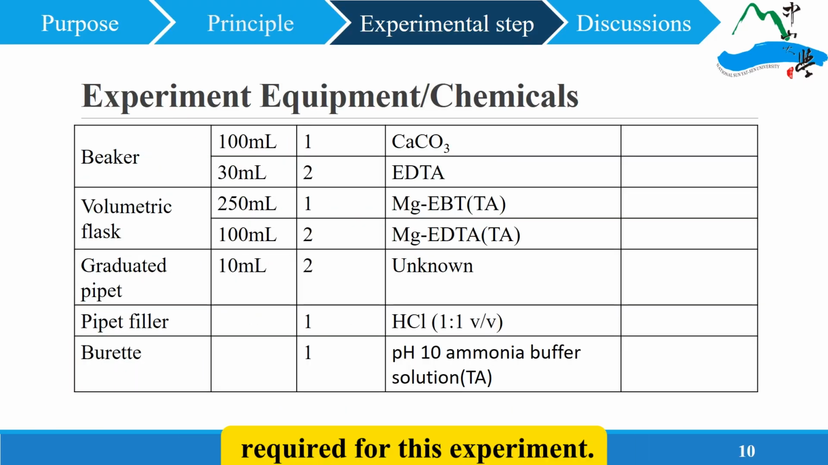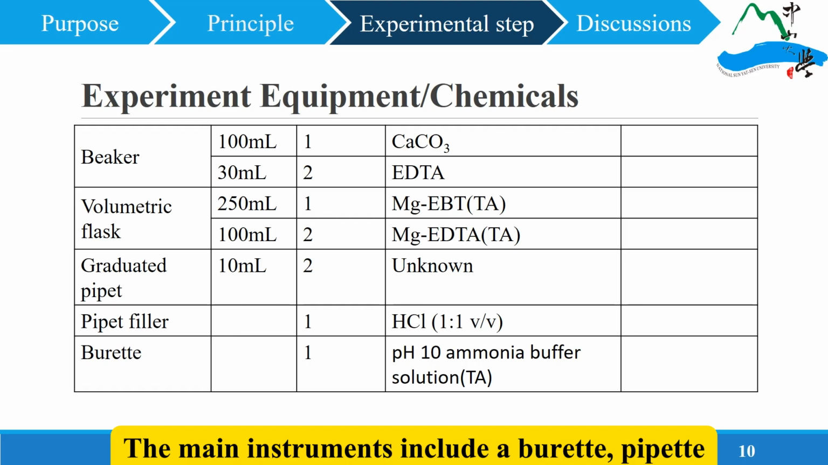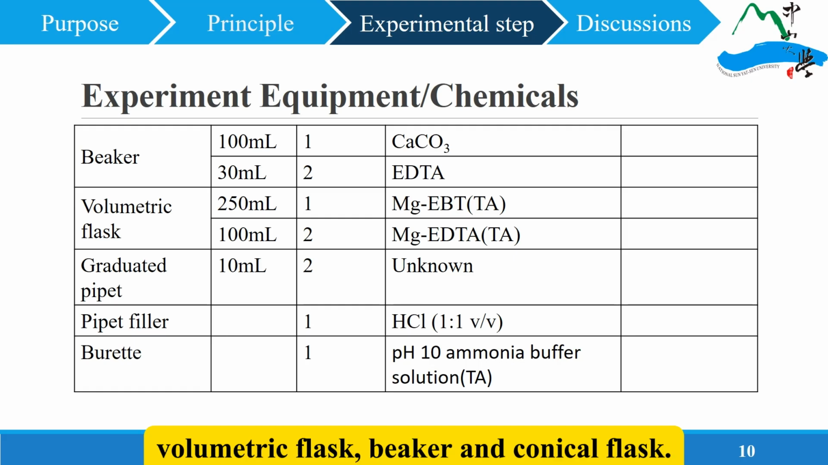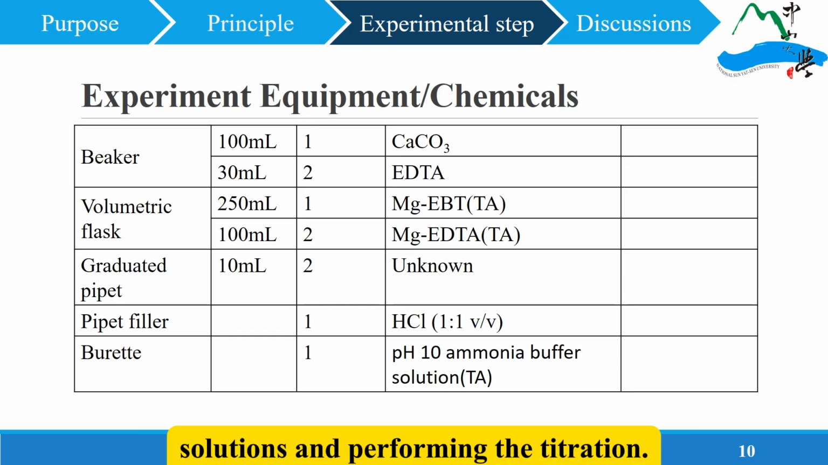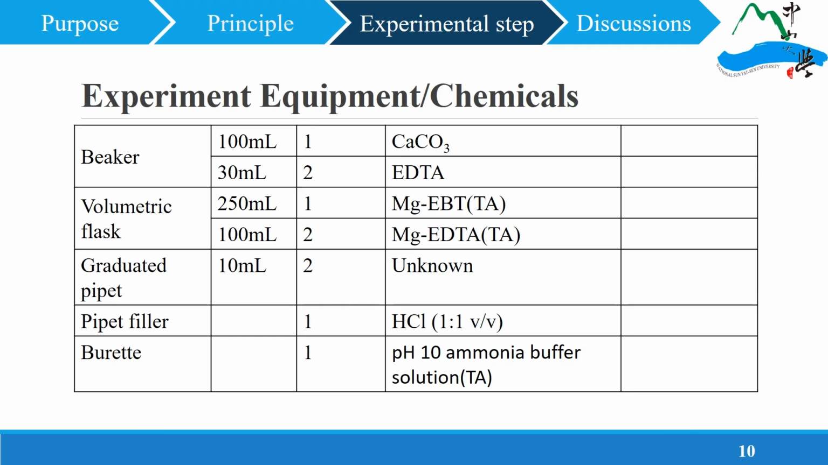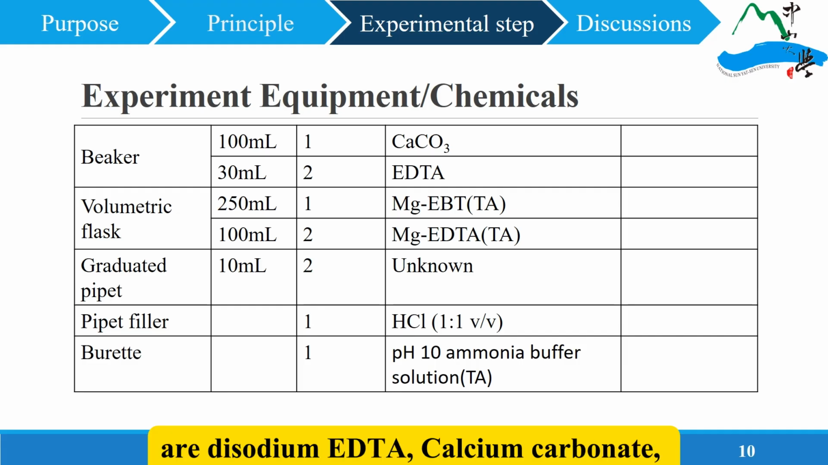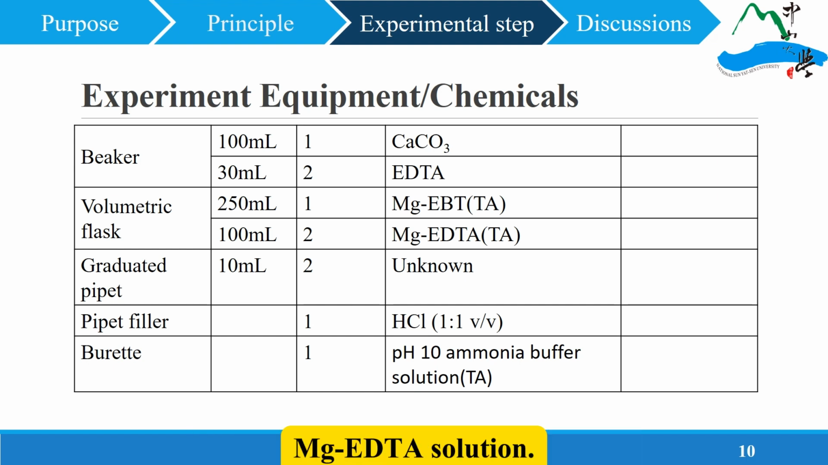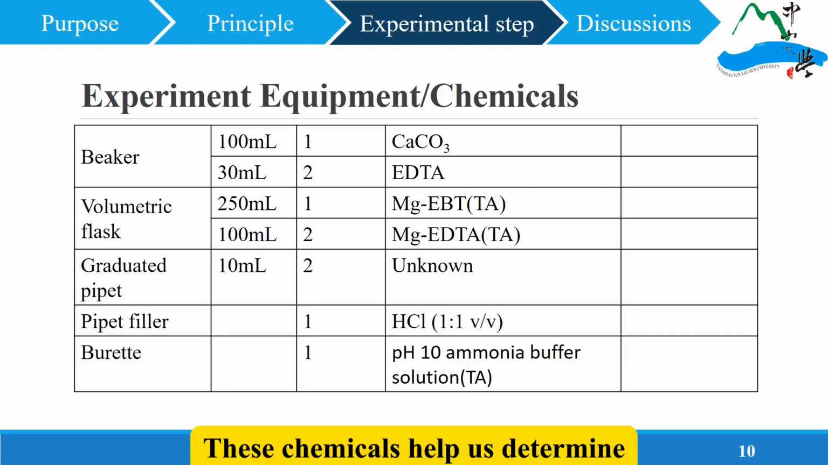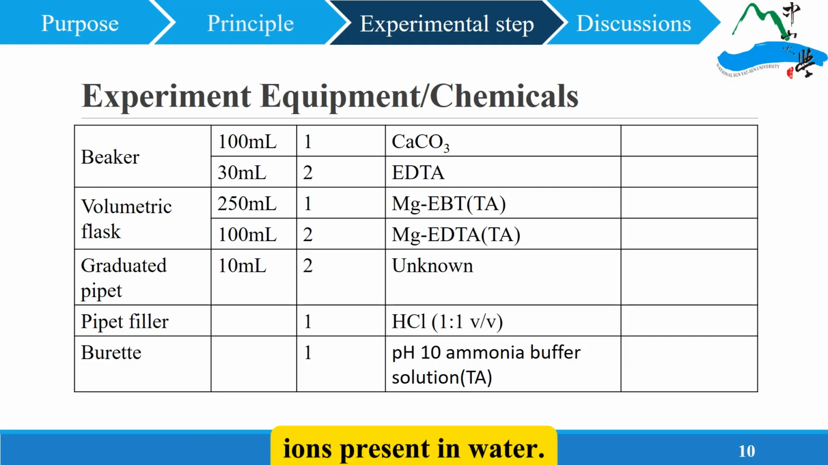The equipment and chemicals required for this experiment are as follows. The main instruments include a burette, pipette, volumetric flask, beaker, and conical flask. These are used for preparing solutions and performing the titration. The important chemicals used are disodium EDTA, calcium carbonate, ammonia buffer solution at pH 10, Eriochrome Black T indicator, and MgEDTA solution. These chemicals help us determine the calcium and magnesium ions present in water.